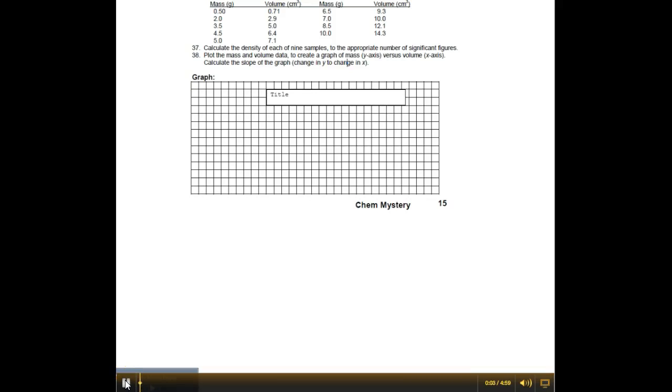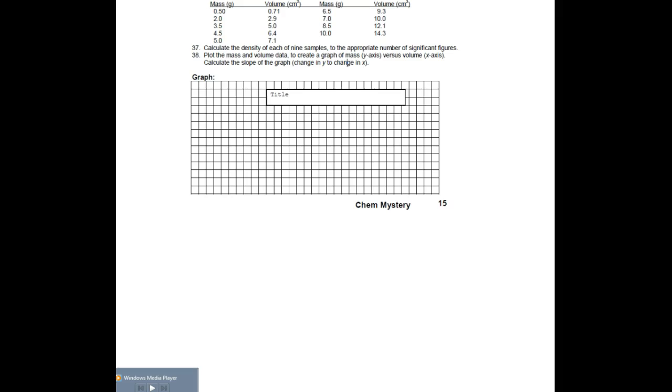This question in your homework is probably the number one asked question that I have in this lab book, so I'd like to go over it online, save me some time and help clarify for all of you. So first off, make sure you've turned there. This is problem number 37 and 38. In 37 it says calculate the density of each of the 9 samples to the appropriate number of significant figures.